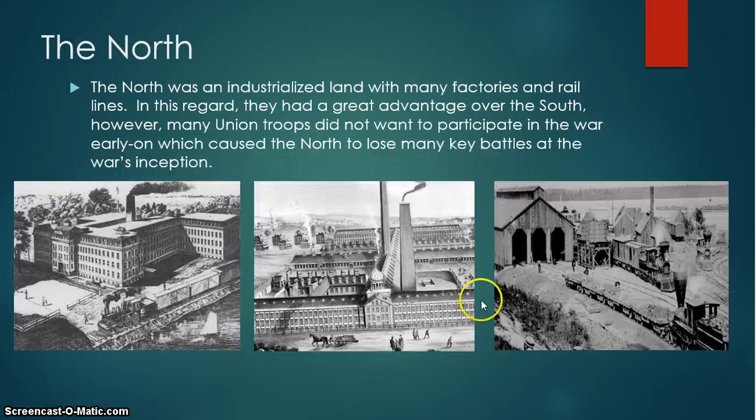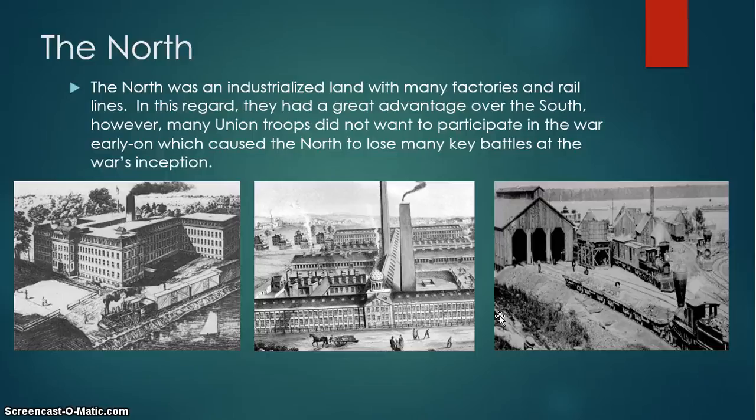The North was an industrialized land with many factories and rail lines. In this regard, they had a great advantage over the South. However, many Union troops did not want to participate in the war early on, which caused the North to lose many key battles at the war's inception.